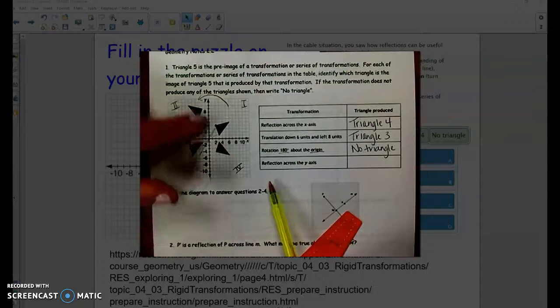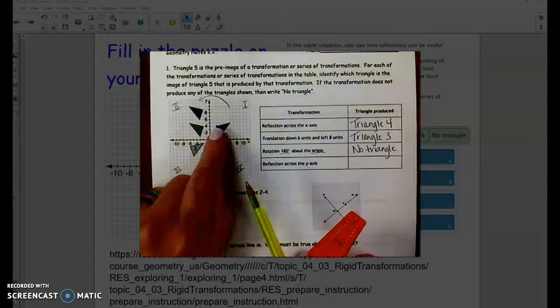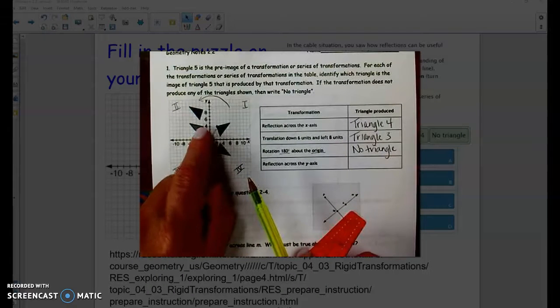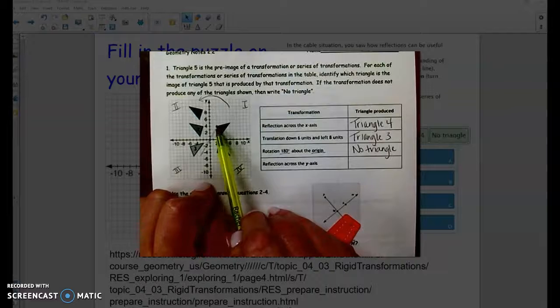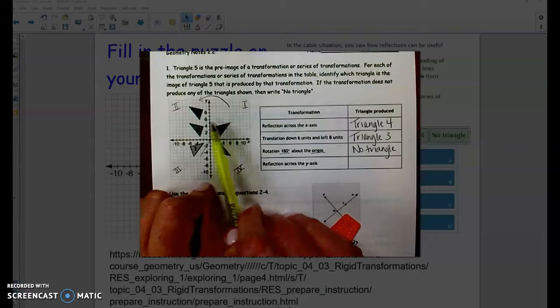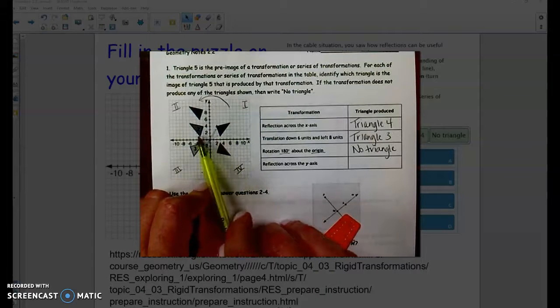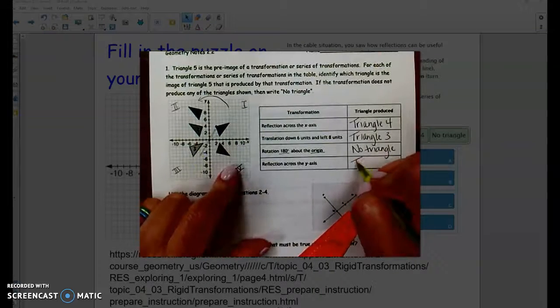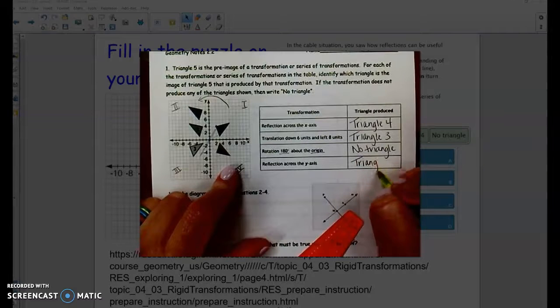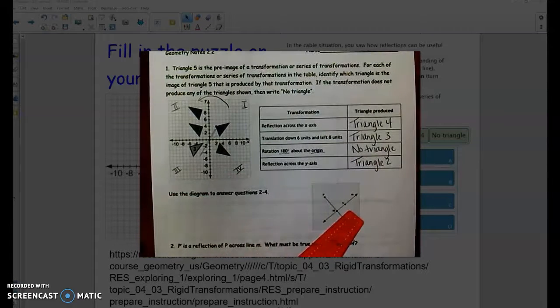So the vertical axis is the y. Every point's going to stay the same distance from y, but on the opposite side. So this point goes to this point, and this one to that one. So the correct answer is triangle 2. Hopefully you got at least 3 of those correct. The third one might have been a little tricky for you.